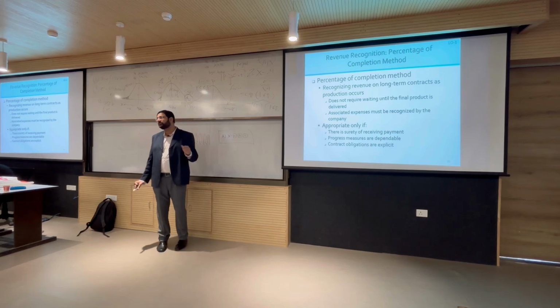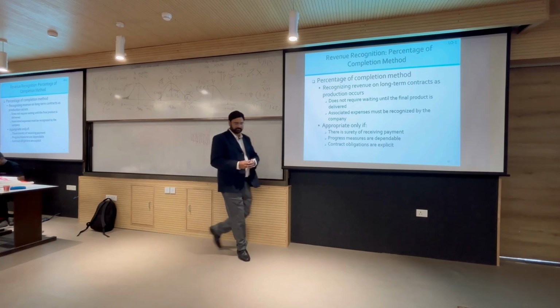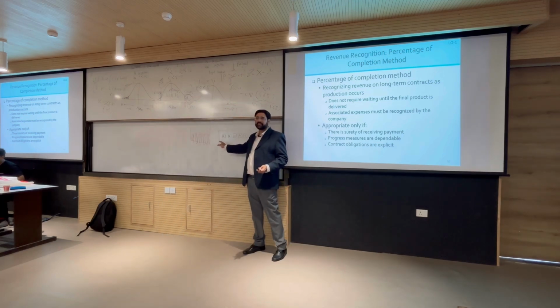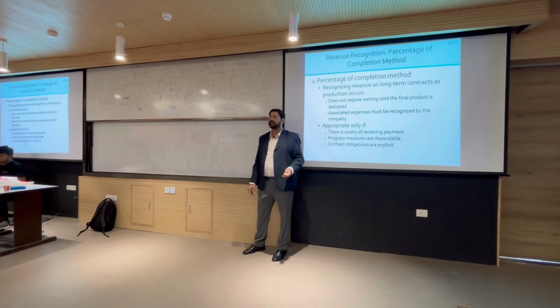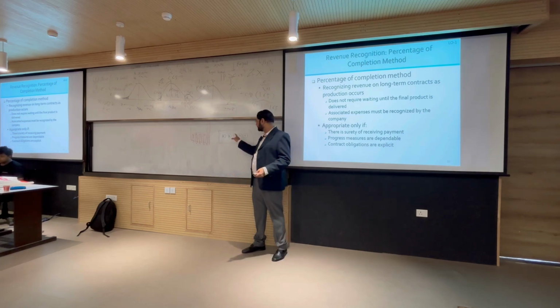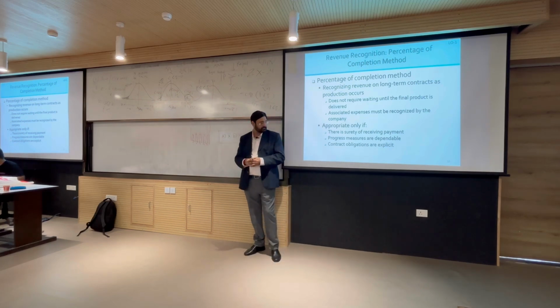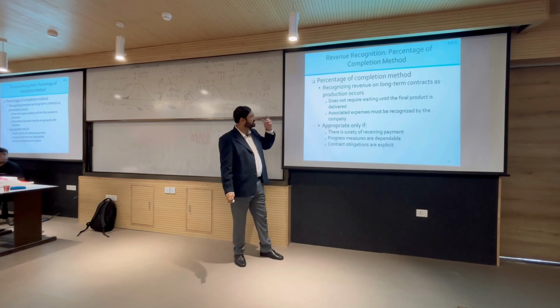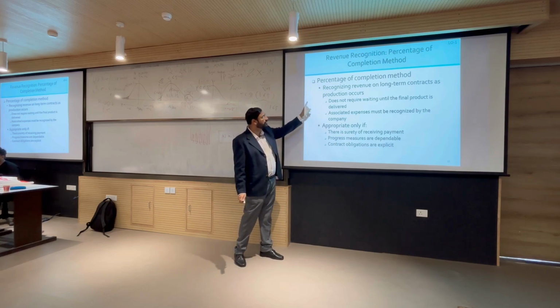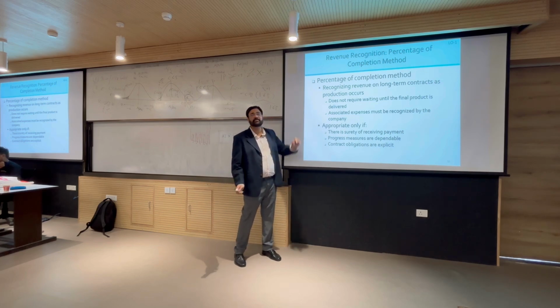Shall we recognize the revenue only in year 5 after completing all 5 bungalows, or if we are completing 1 bungalow per year, then we can recognize, okay, in year 1 we built 1 bungalow, out of 50 crores let us recognize 10 crores. Year 2 we built the second bungalow, let us recognize another 10 crores. Third bungalow, another 10 crores. Year 1, 2, 3, 4, 5. Mentally, are you able to see what the percentage of completion method of accounting is? The percentage of completion method recognizes revenue on long term contracts as production occurs. It does not require waiting until the final product is delivered.